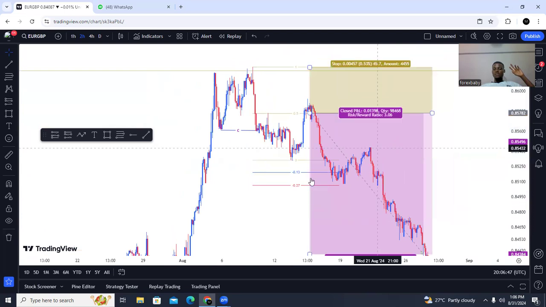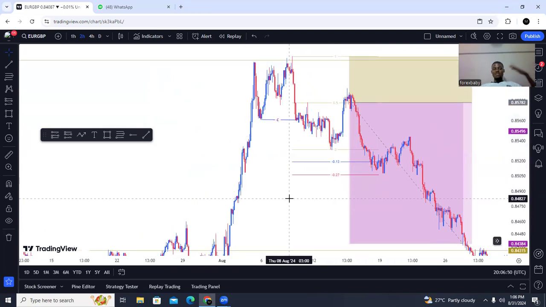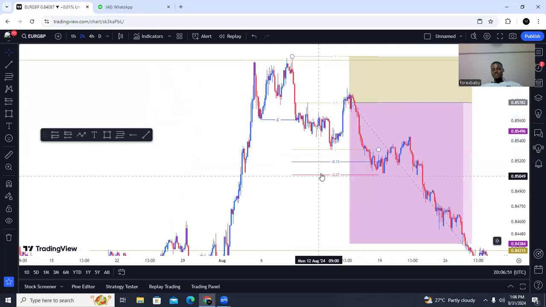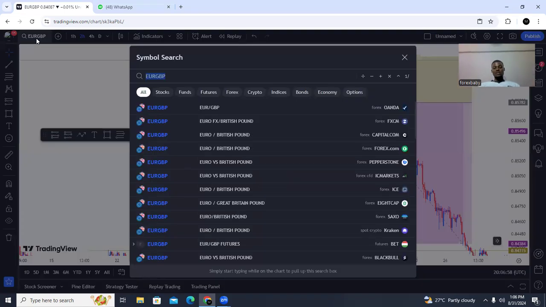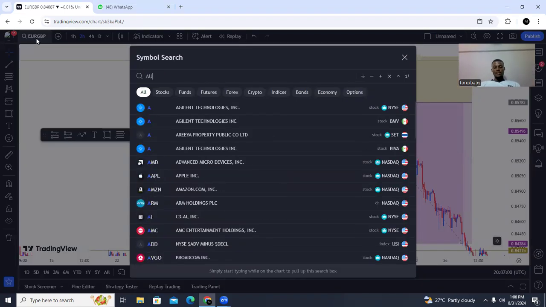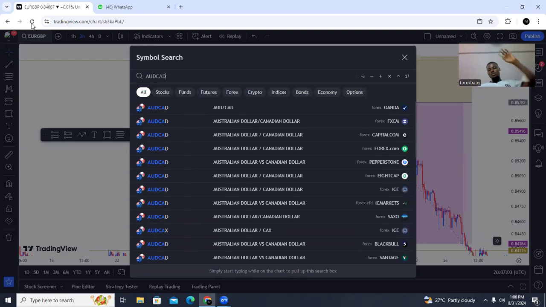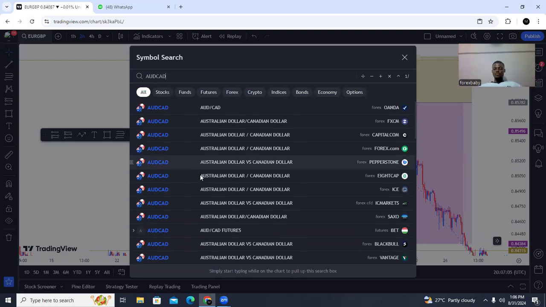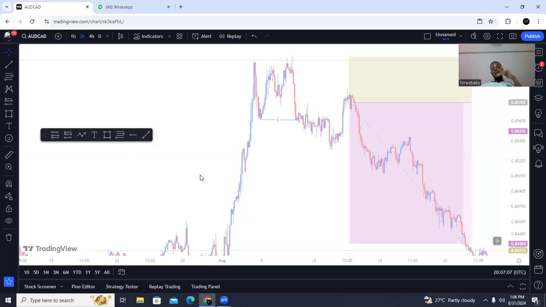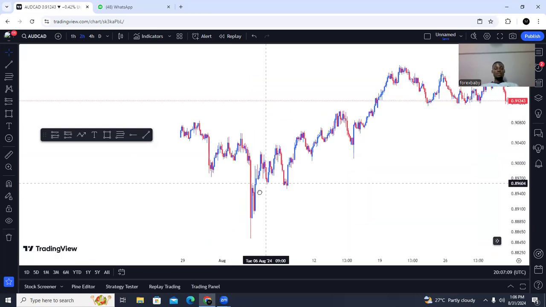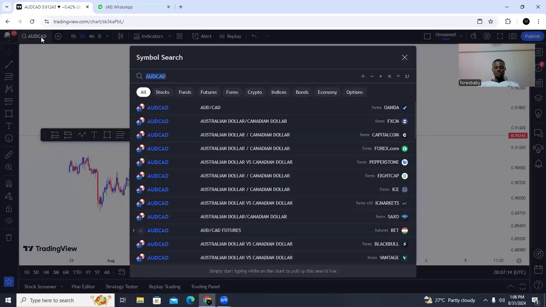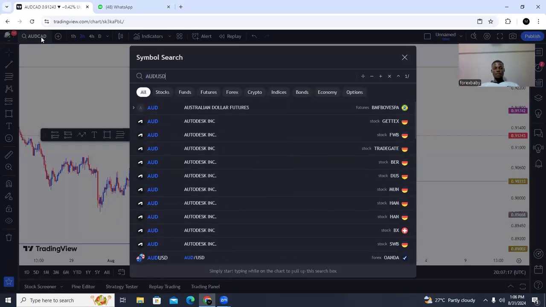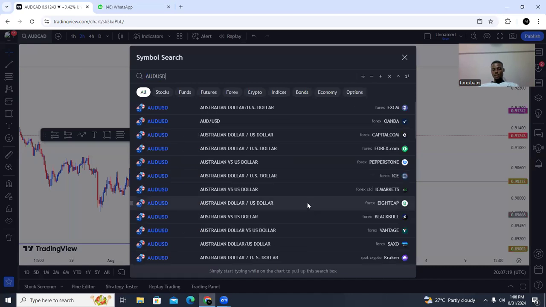So this is Euro GBP, and it's the same thing repeatedly over again. Let's see another example. AUD CAD. I have a setup on AUD CAD now. No, AUD USD, sorry. AUD USD. Let's analyze it together, right?